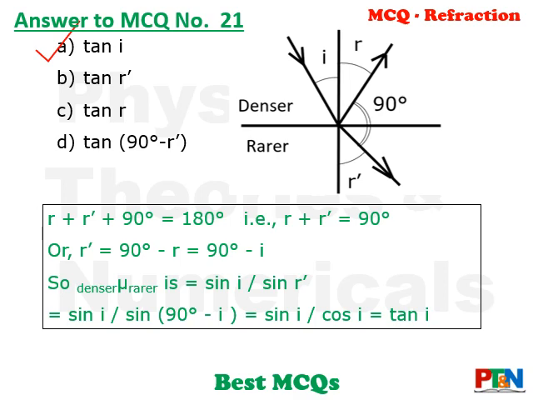So refractive index of rarer relative to denser is sin I by sin R dash, that is sin I by sin 90 degree minus I. Now you remember that trigonometric table. Sin 90 degree minus I is basically cos I. Check the values. Sin 90 degree minus I is cos I. So it is sin I by cos I, that is tan I. Tan I is the refractive index.